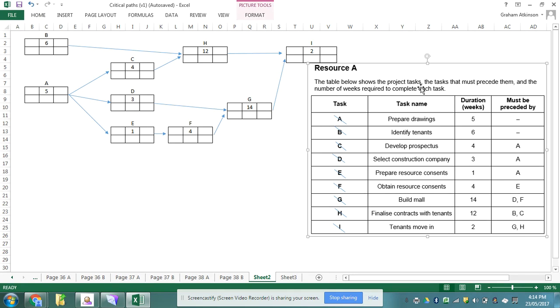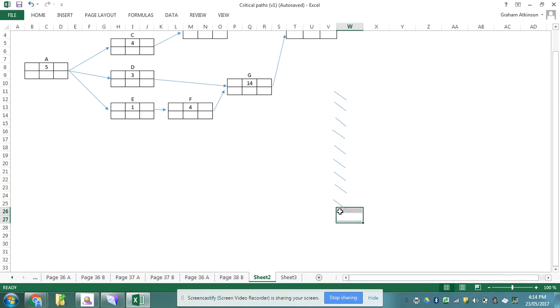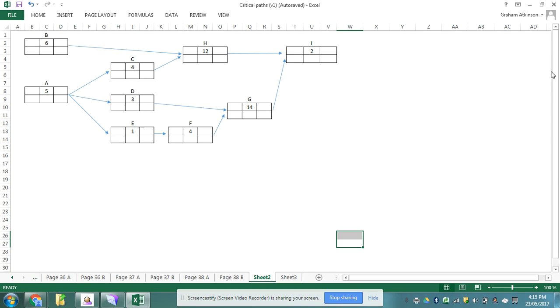Now at that point, I don't actually need my task sheet anymore, so I'm going to get rid of it, and hopefully I can select all of those without doing them individually. It looks like I have to do it individually. I'm going to delete all of those slashes because I don't need those anymore either. Okay, so I've got my network diagram and I've filled in the duration times.